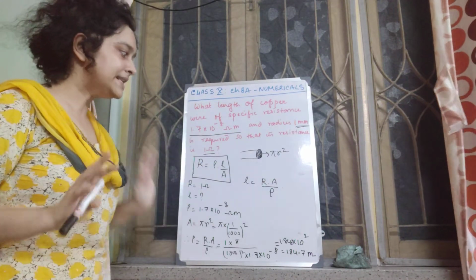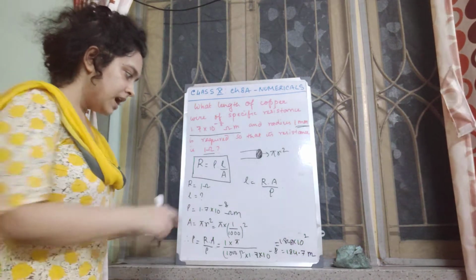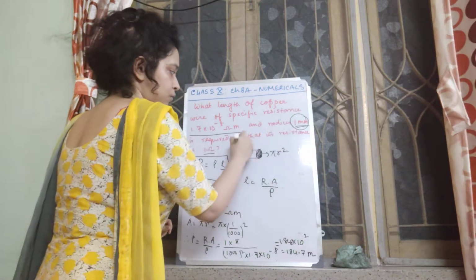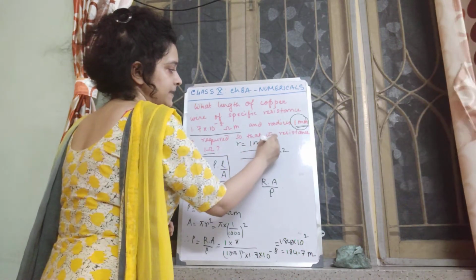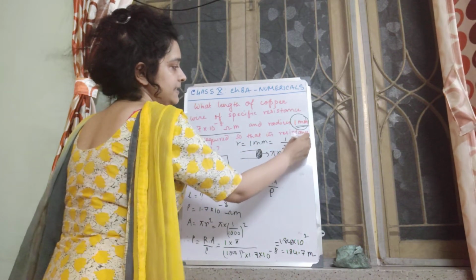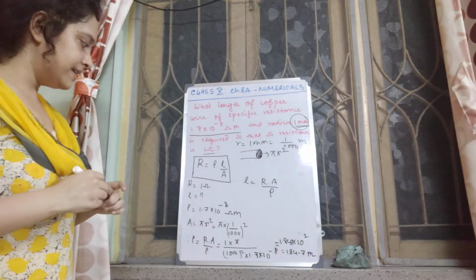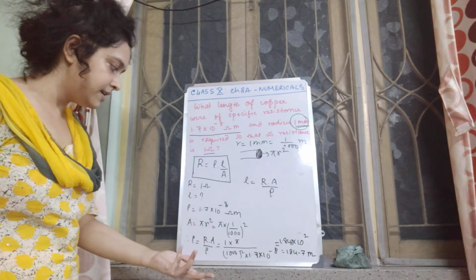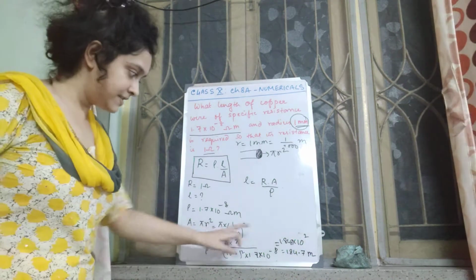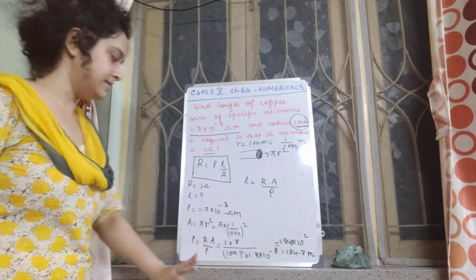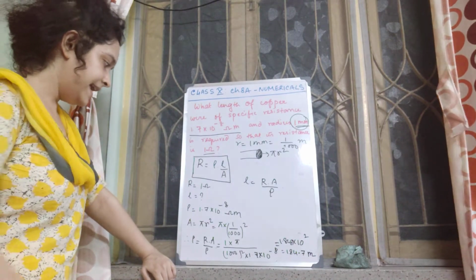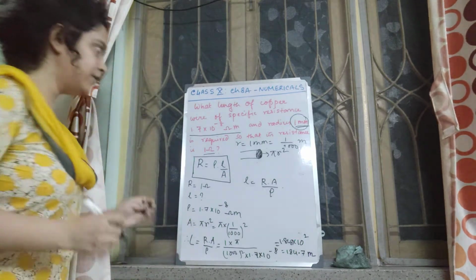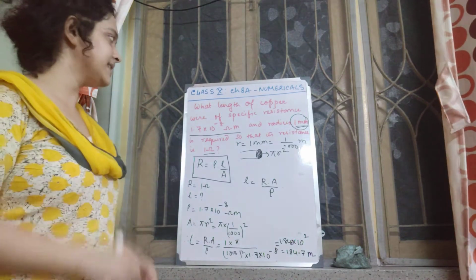So, meter. R equal to 1 millimeter means 1 by 1000 meter. So area is pi r square, so pi into 1 by 1000 whole square. Now I have just substituted the values and I've got the answer. So therefore L, the length of the wire, is 184.7 meter.